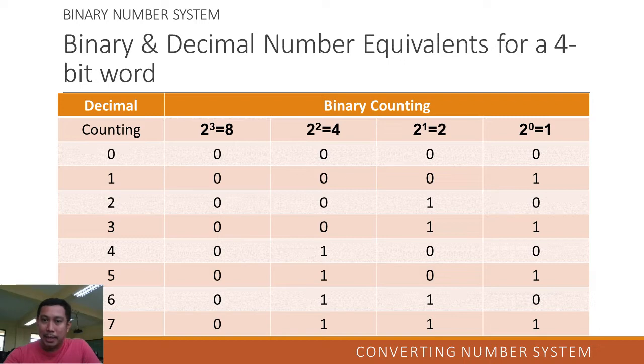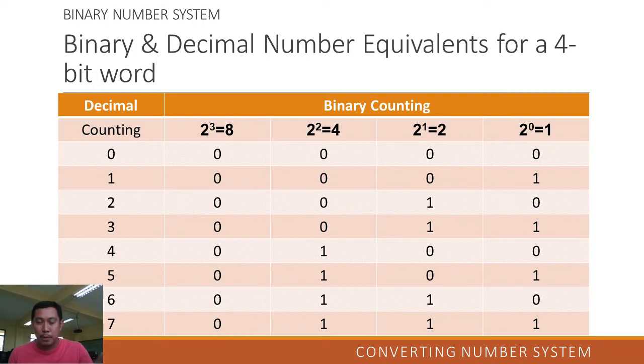Okay? Binary counting. So in decimal, we count from 0, next to 0 is 1, next to 1 is 2, next to 2 is 3. Now, how do we count in binary? Remember that this table here is a representation equivalent of a 4-bit word. Remember, 4-bit word, only 4-bit word. So how do you count that one?